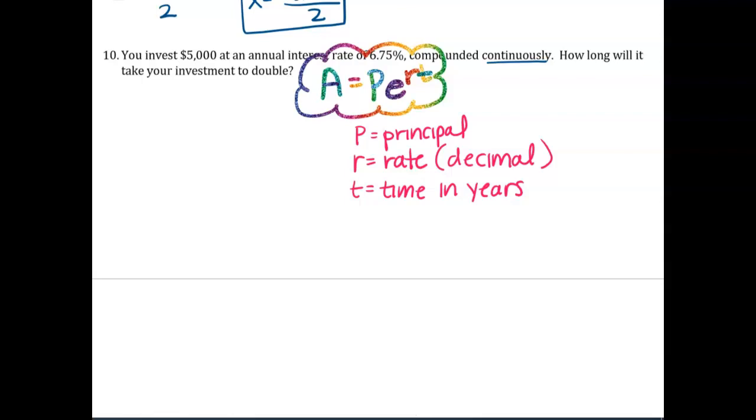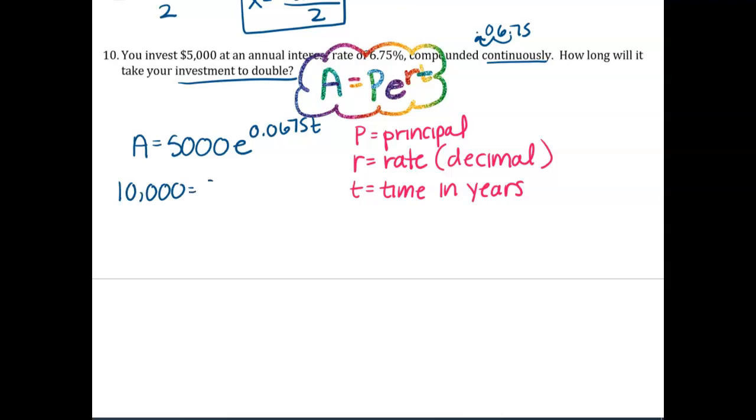So A, well, that's what we're finding. So A equals 5,000, that's our principal, or what we start with, e to the 0.0675, so we take 6.75% and move 2 decimal places to the left, if that helps. And then t. That's our general equation, and we want to know how long it'll take our investment to double. So how long will it take for 5,000 to turn into 10,000? So then 10,000, that's our A, equals 5,000 e to the 0.0675 t.